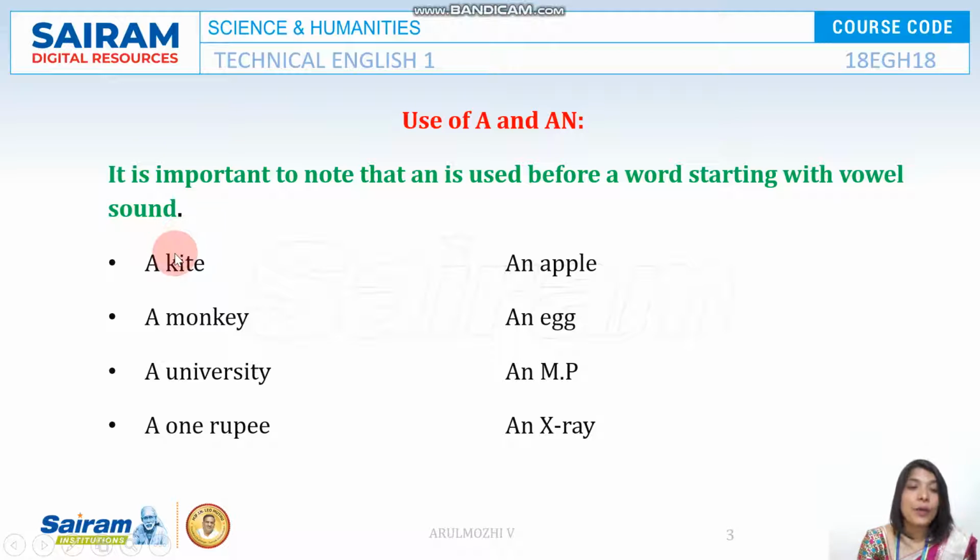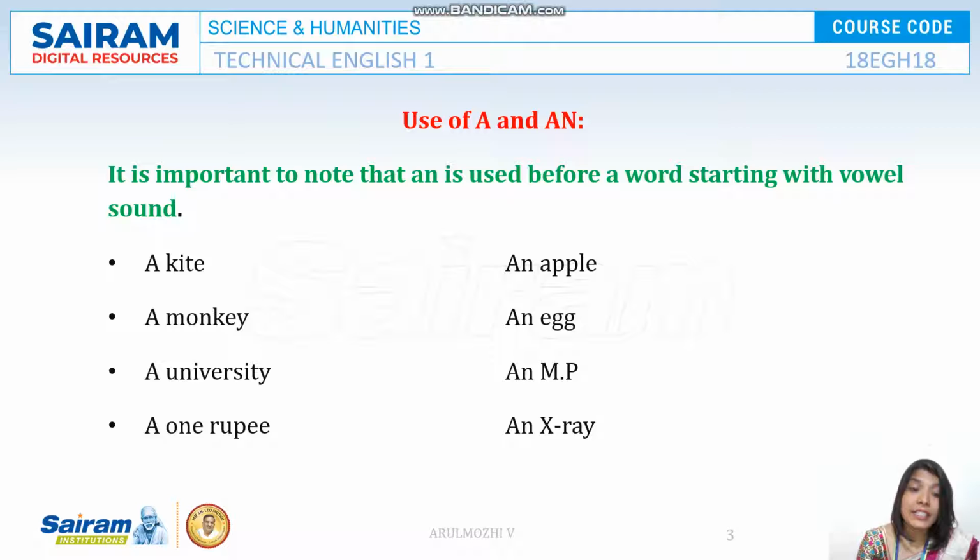A is used before consonant sounds. Here are some examples: a kite, a monkey, a university. Here U is a vowel letter, but we use a before U. Why? It is because this U does not take a vowel sound. It takes the ear sound, which is a consonant sound. So we say a university, as in a unicorn.